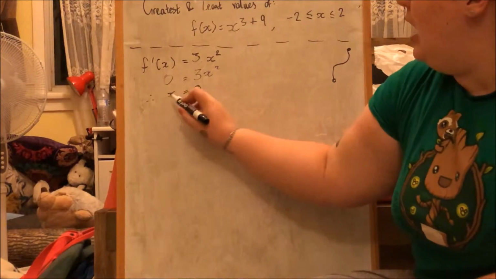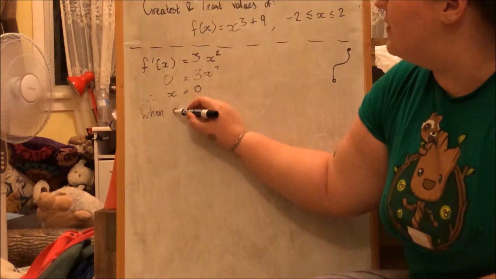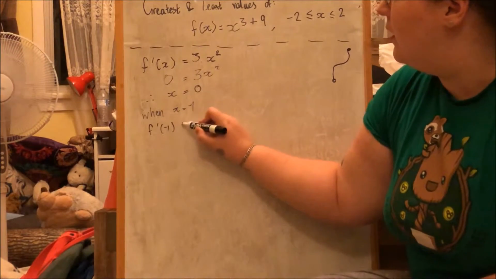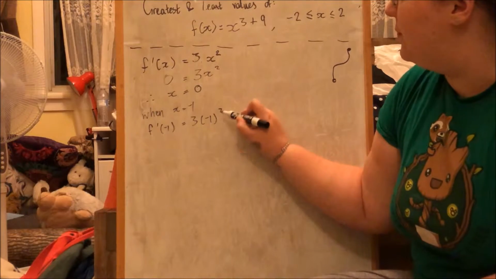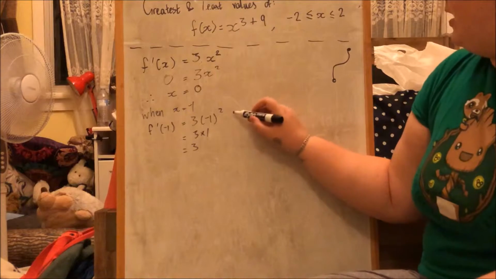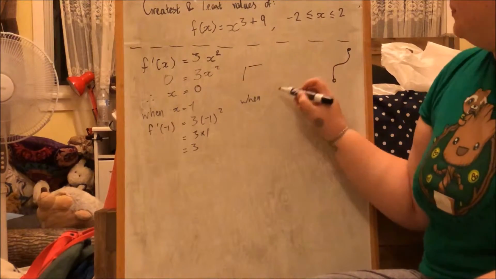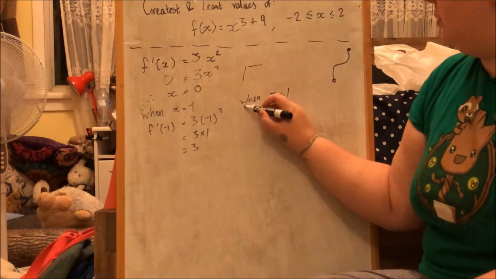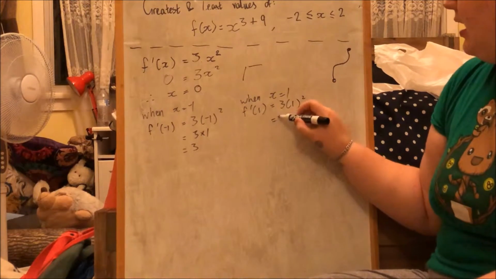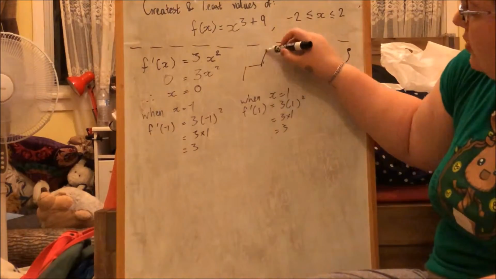So we find a point either side of that x value. So when x is -1, sub that in. 3 times -1 squared equals 3 times 1 equals 3. And then, so that's positive. When x equals +1, can anyone see where this is going? 3 times 1 squared equals 3 times 1 equals, holy dooly, it's 3. So look, that's also positive.